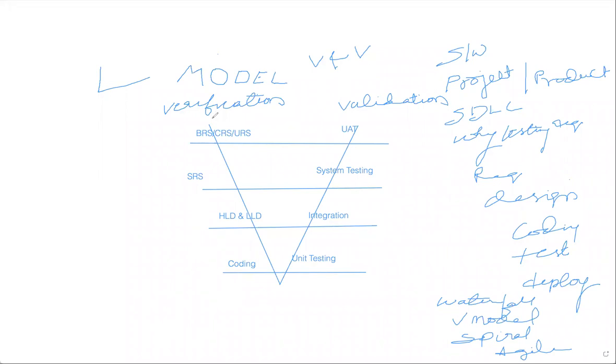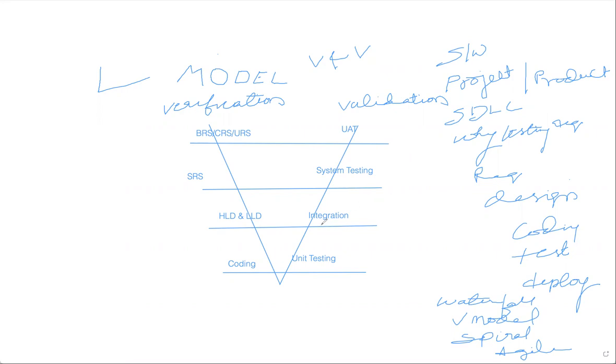Here, one side is the verification side and the other side is the validation side. This is also called the VV model. As I said, we can call it the V model or VV model. In this model our development and testing activities go in parallel. On one side, this part is completely the verification part, which is the development activities. And this other side is completely the validation side, where testing activities will be done.